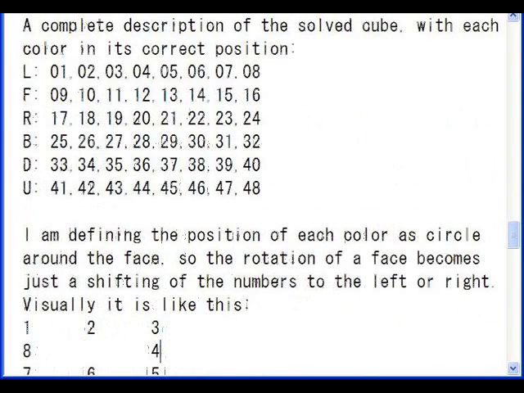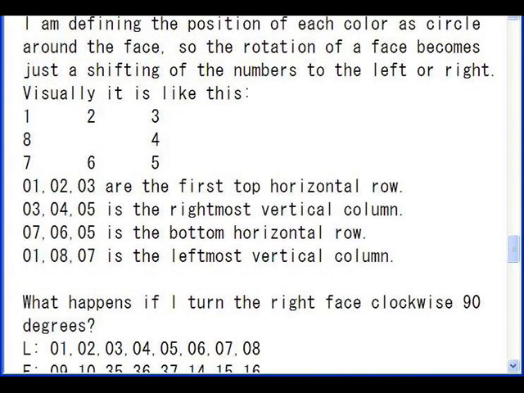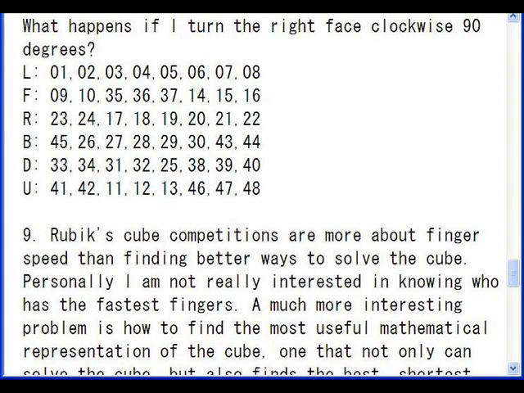A complete description of the solved cube with each color in its correct position could be: I am defining the position of each color as a circle around the face, so the rotation of a face becomes just a shifting of the numbers to the left or right. Visually, it is like this. What happens if I turn the right face clockwise 90 degrees?